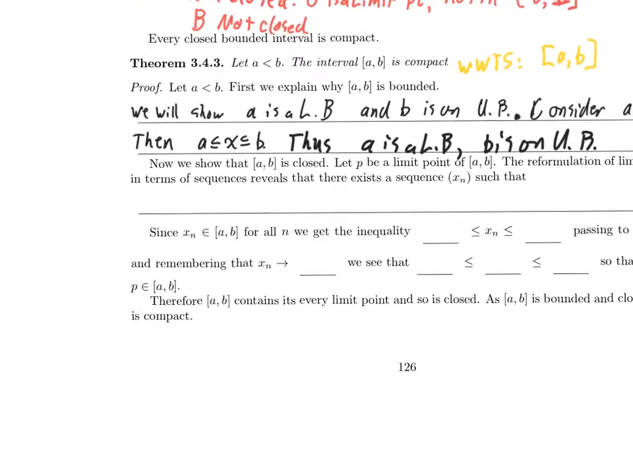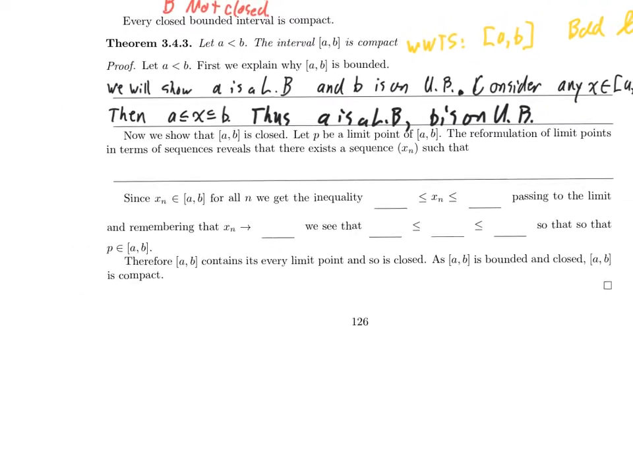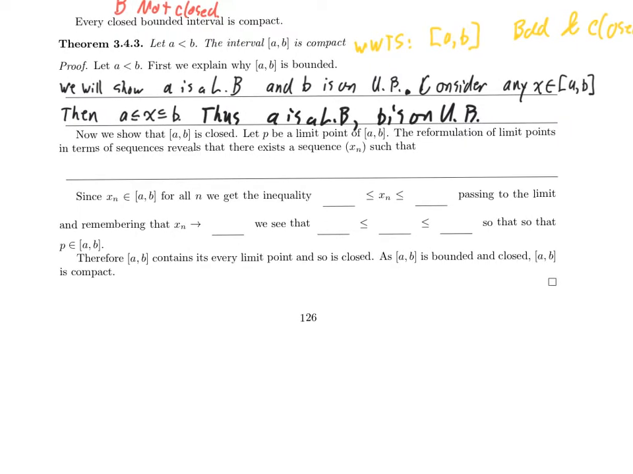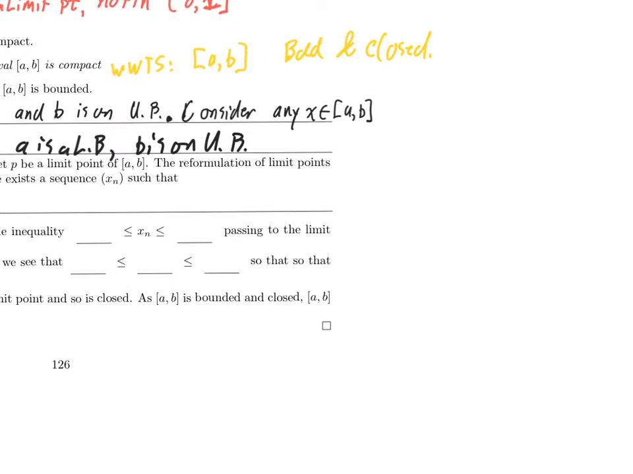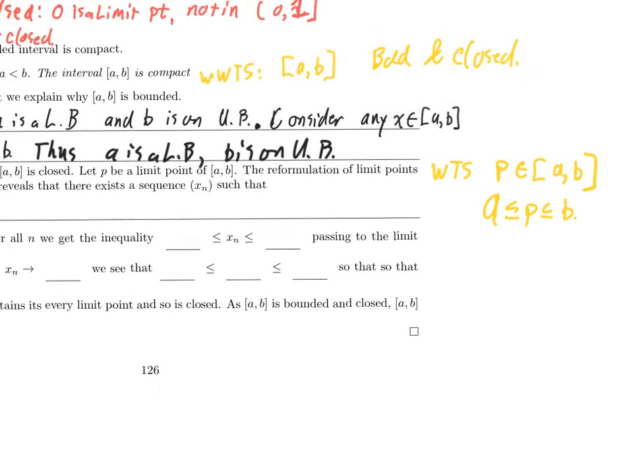To show that it's closed, we need to show it contains every one of its limit points. So let's do that. Let P be a limit point of the closed interval from A to B. I want to show that P is in [A, B]. So what does that mean? I want to show that A is less than or equal to P is less than or equal to B. So let's try to do that.